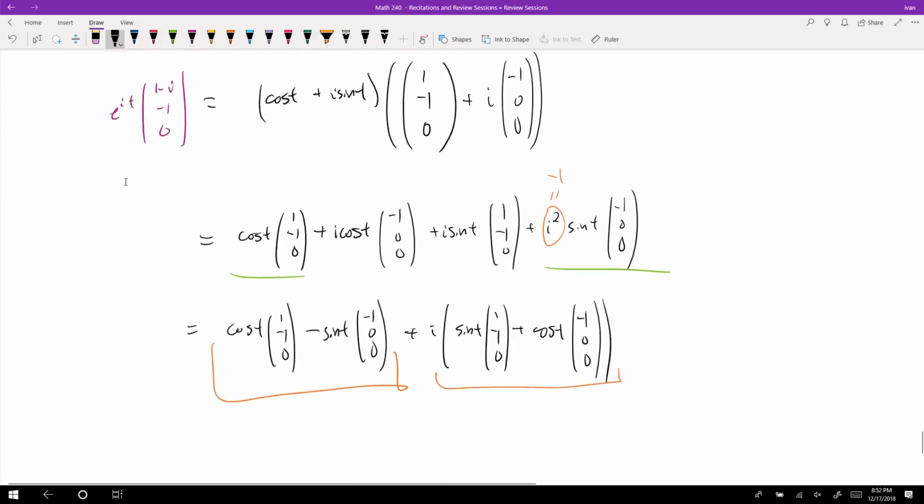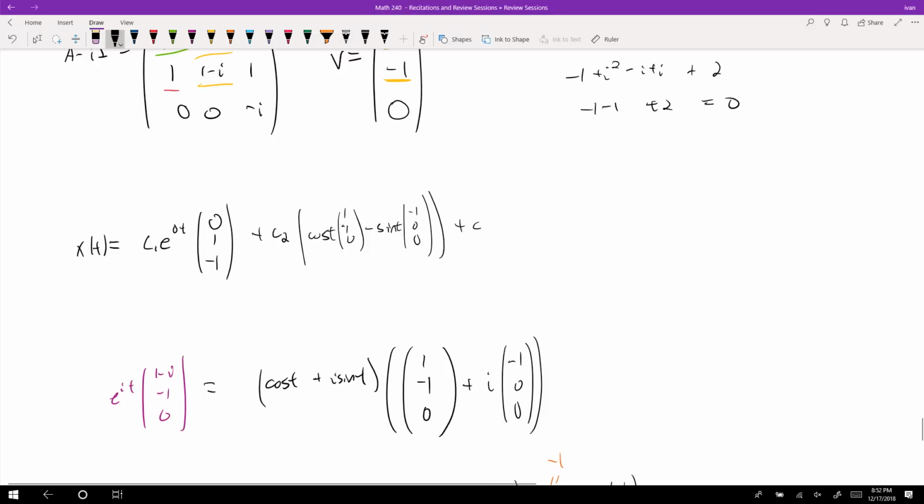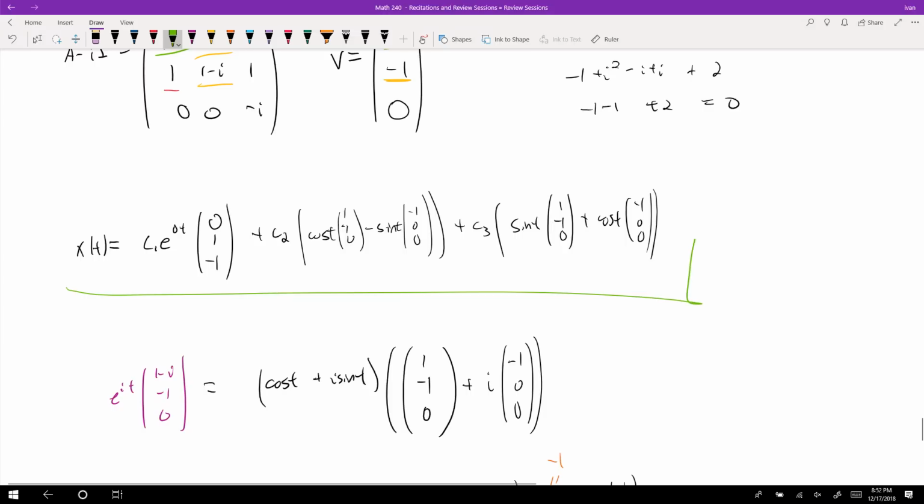And then what else? And now you get plus C3 times sine t, 1, negative 1, 0, plus cosine t, negative 1, 0, 0. Okay, so this is the general solution. And it'd be nice just to stop here, but you have the particular solution you need to find.